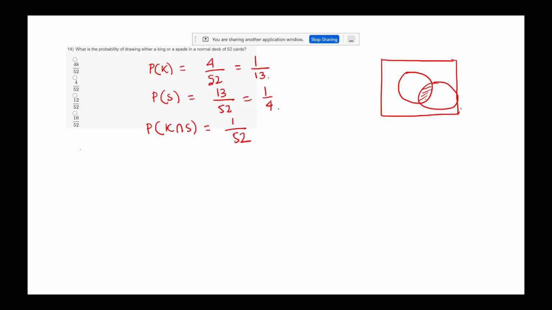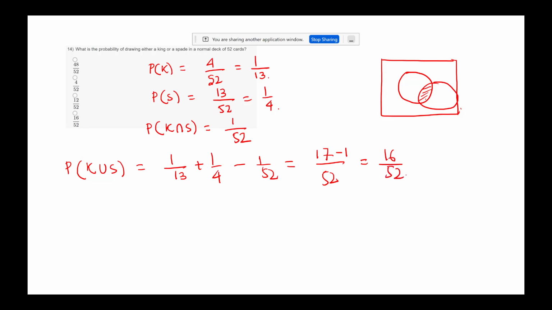So the union, king union spade, is 1 by 13 plus 1 by 4 minus 1 by 52, and if you do this it will be 17 by 52 minus 1, which comes to 16 by 52. So this is the right option. So it's a pretty simple problem.